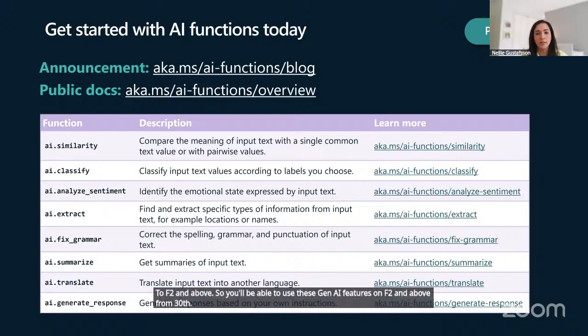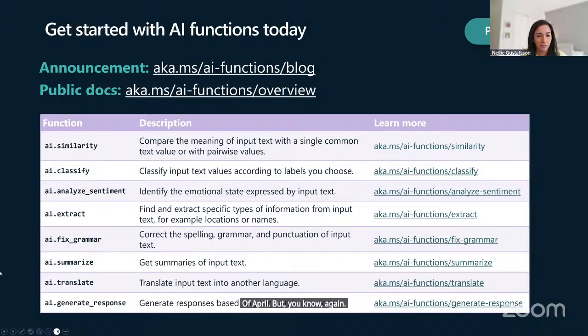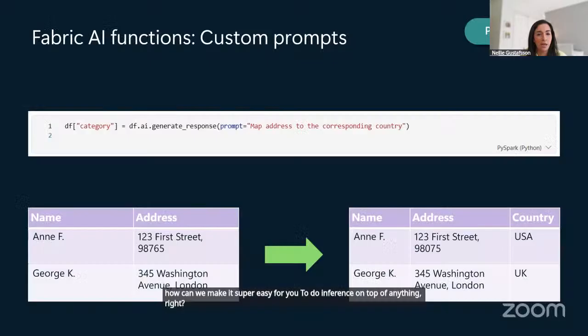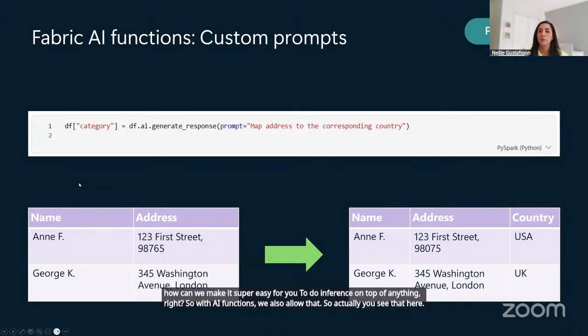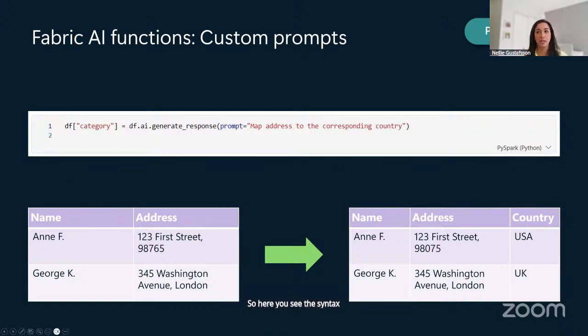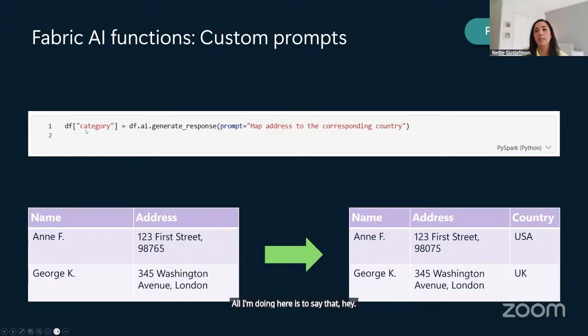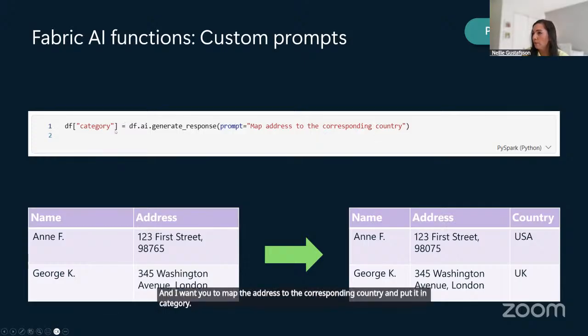But again, your task may not be in this list. So how can we make it super easy for you to do inference on top of anything? With AI functions, we also allow that. Here you see the syntax of what it can look like. I have a data frame called df, and all I'm doing is saying, hey, I want a column, and I want you to map the address to the corresponding country and put it in country.